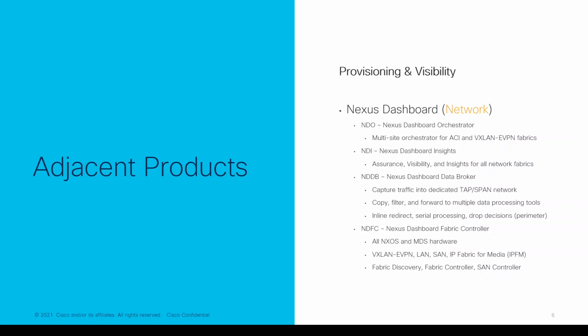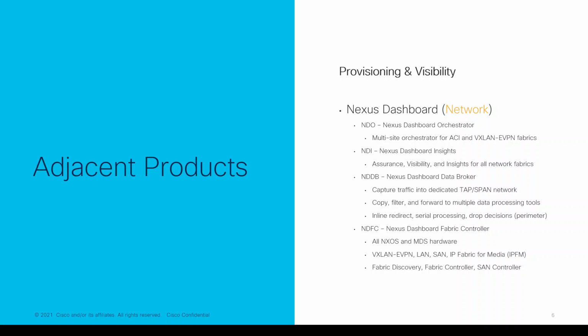And then finally, NDFC, which stands for Nexus Dashboard Fabric Controller. This is the renamed or rebranded DCNM, which you may be familiar with. DCNM, again, is the former name for the product that managed all NXOS and MDS hardware. Now, with regards to NXOS, this is the tool that can be used to provision those networks with VXLAN EVPN configurations based on your two-tier topology. And it also has a LAN controller, aka fabric controller. There's also a SAN controller aspect to the product. And there's also an IP fabric for media aspect to the product. And this is typically used for setting up networks or managing networks that are used for broadcast television, a lot of video and audio content. So that's what IPFM is for.